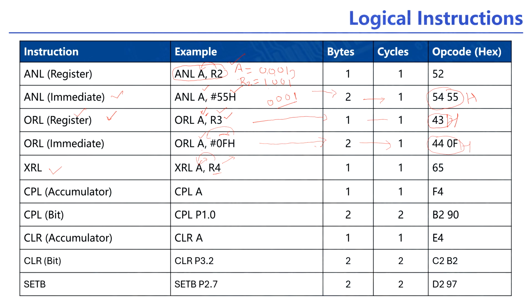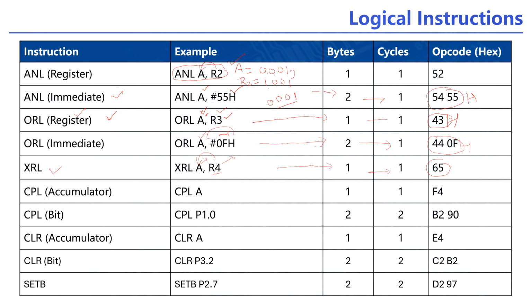This instruction is a one byte instruction, and one machine cycle is required for execution of this instruction. 65H, that is the opcode of this instruction.